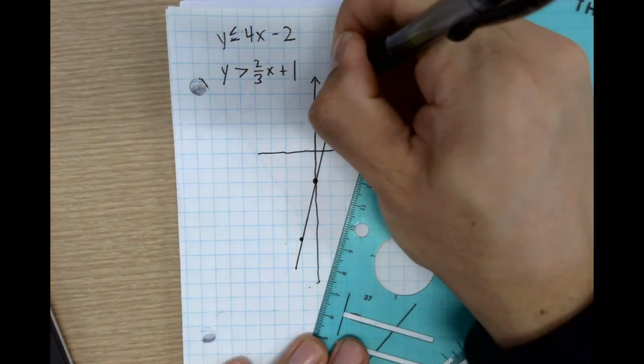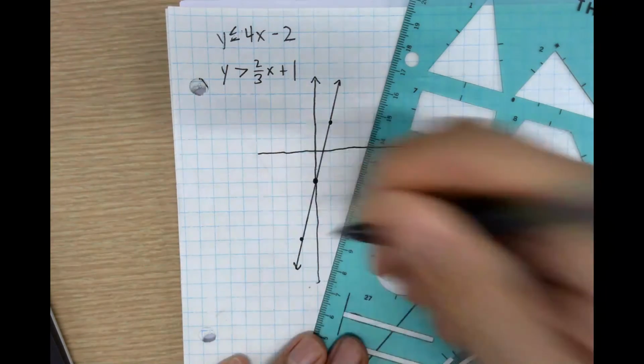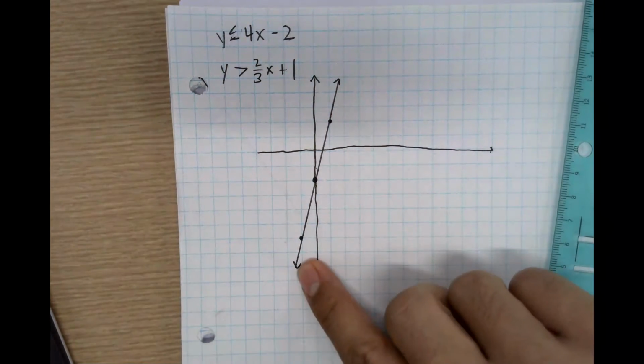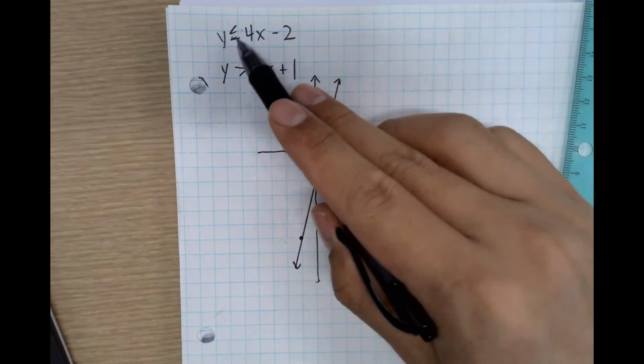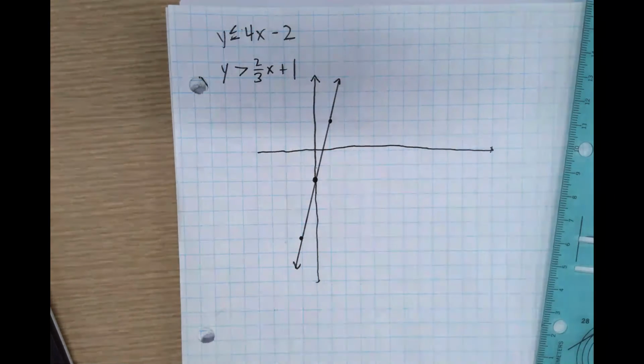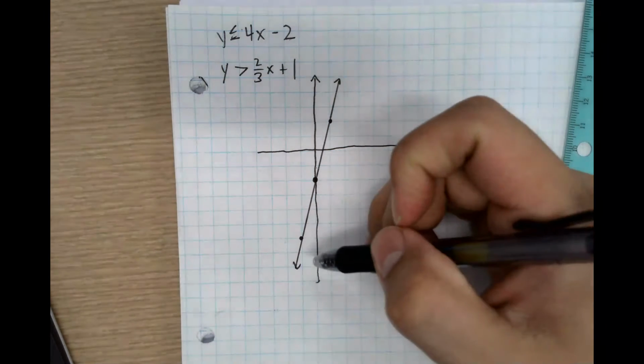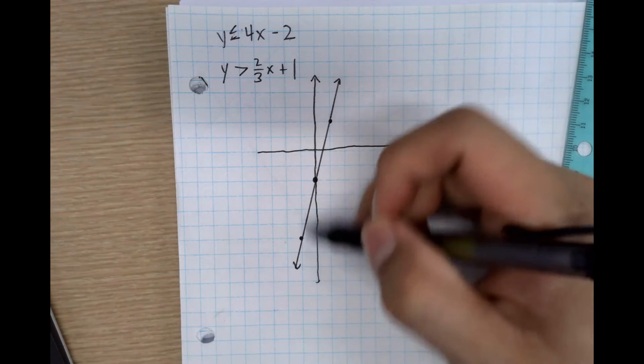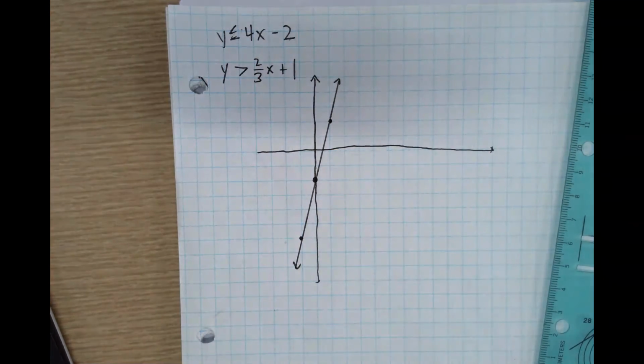So this one, as per yesterday, it's going to be a solid line because there is an equal sign under, right? It's less than or equal to. I want to show you that you can shade under this, but we're going to wait 1 second before we shade.